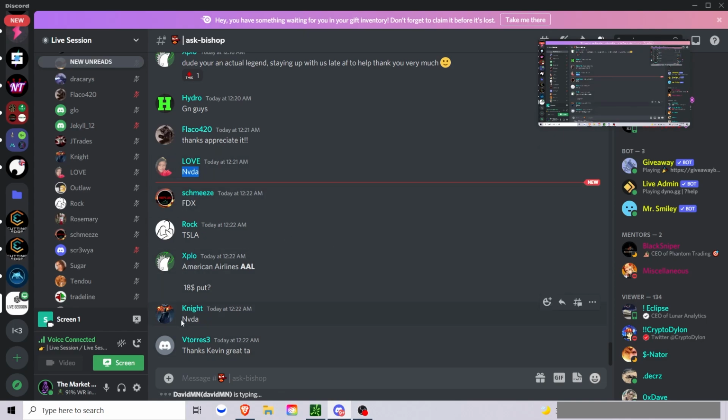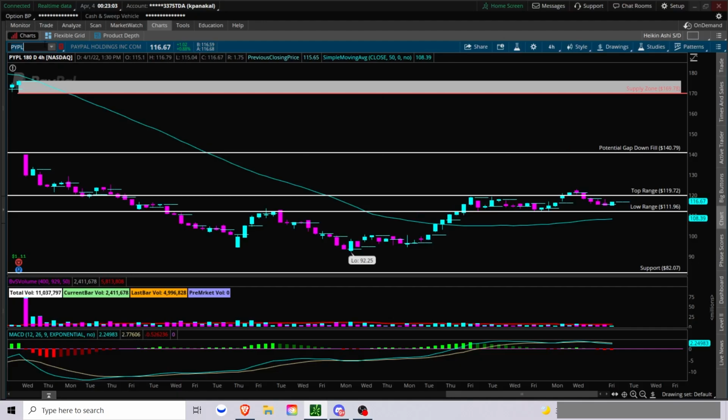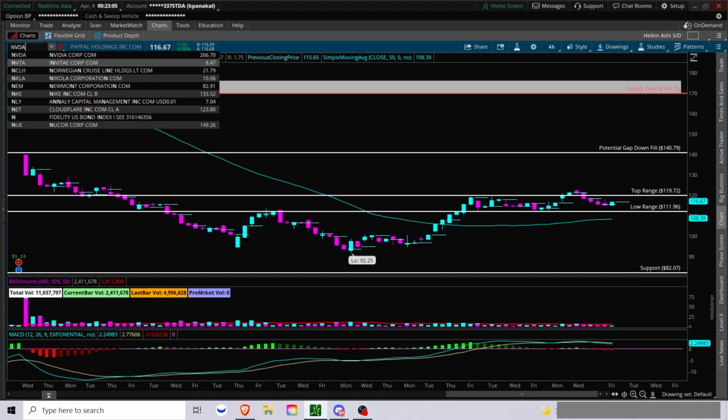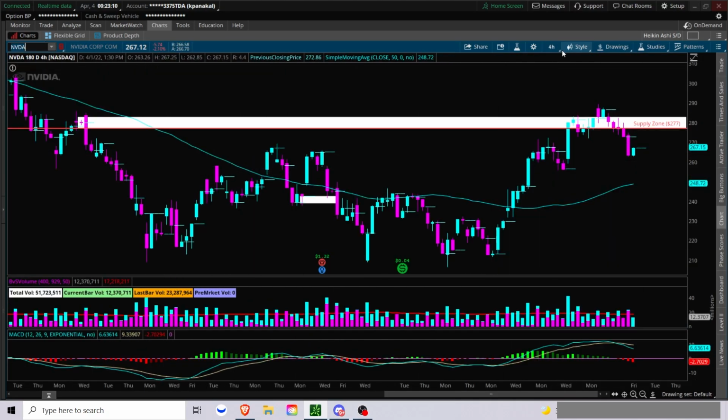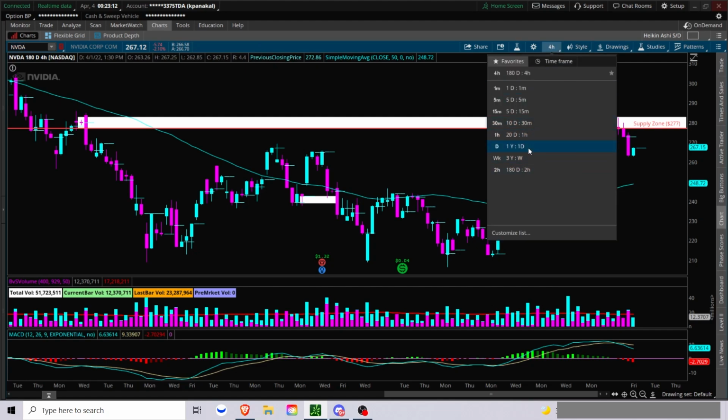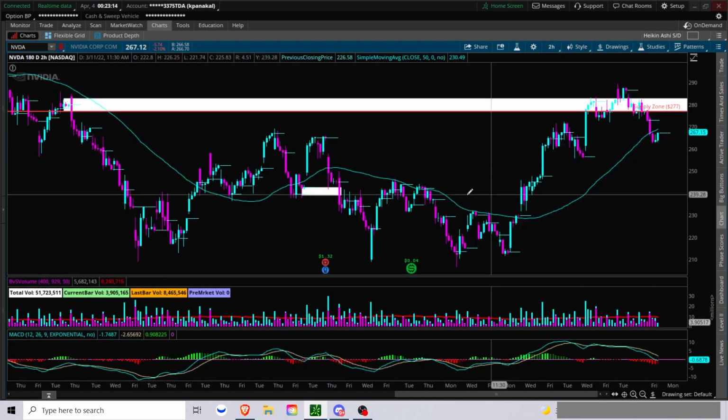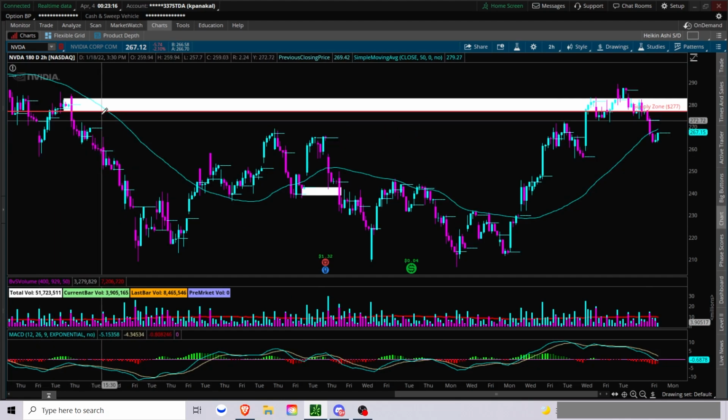Right now, we'll do NVIDIA since NVIDIA got requested twice. Do NVIDIA and Tesla. So let's see. Let's look at NVIDIA. Alright. Okay. Let's see why I have the supply zone in the first place. So on the 2-hour chart. Yeah, it was the 2-hour chart.